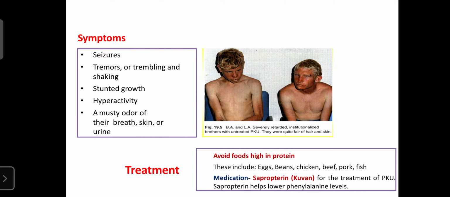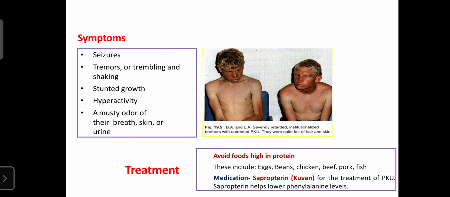Regarding the symptoms of phenylketonuria, there are seizures, tremors or trembling and shaking movements, stunted growth, hyperactivity, and a musty odor of the breath, skin, and urine.